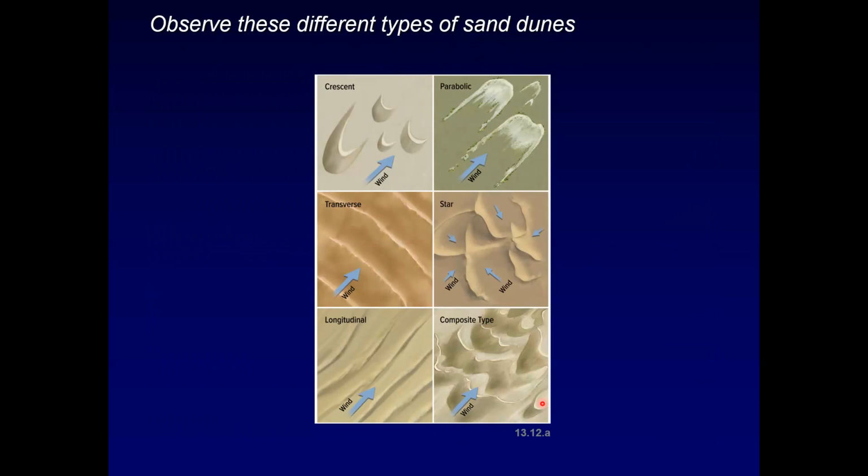There's a few different types of sand dunes, believe it or not. We have a crescent shape where the wind is from this direction, or parabolic, impacted by the presence of vegetation here. A star pattern could be found where there are multiple wind directions. Transverse, that is from one dominant wind direction as well.